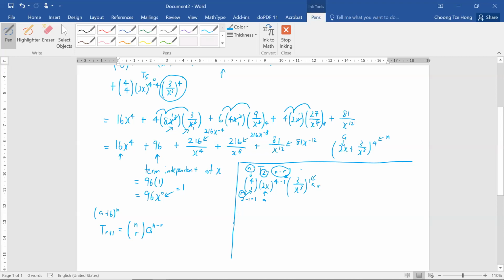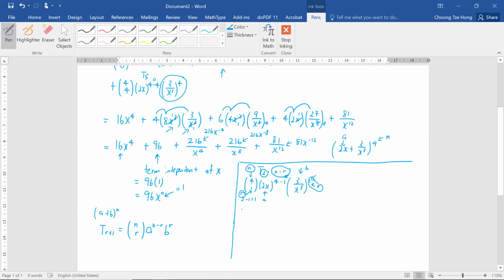Okay, then after that, this is the b, right? Okay, this 3 over x cubed is the b. Okay, b to the power of r. See, the 1 is the r now. Okay, so this is the formula for the general term in any binomial expansion, right?